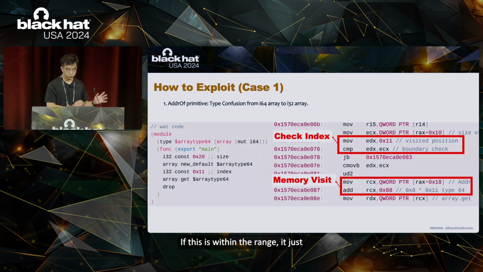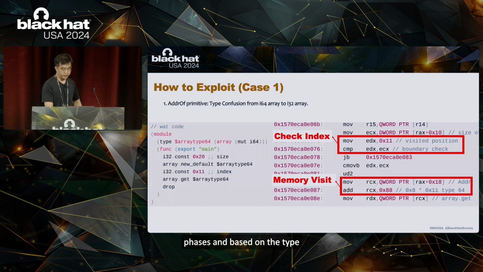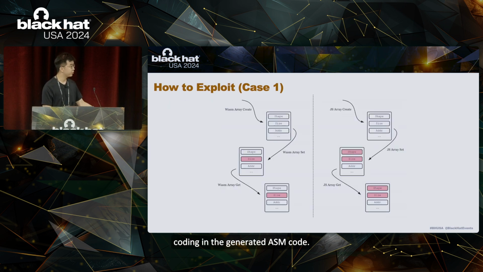If this is within the range, it just visits the opcode at 0x88. Yeah. The value is actually an offset calculated during the compilation phases and based on the type of link, and is hard-coded in the generated SM code. So, was the type checked? No. Only the index was checked, right?